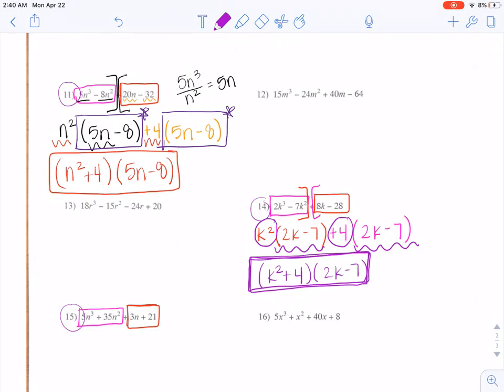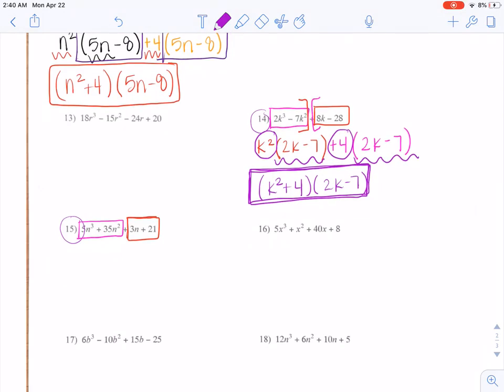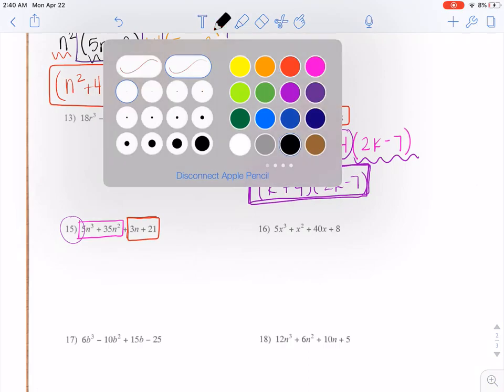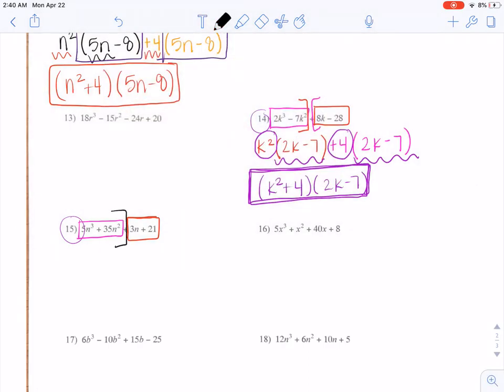Okay? So we're going to take a look at one more, and then I'm going to let you guys go ahead and do some. If I'm looking at my first group, I have 5n cubed plus 35n squared. Well, I recognize right off the bat that I can take a 5, and then I see I can take an n squared, and so I'm left with n plus 7.